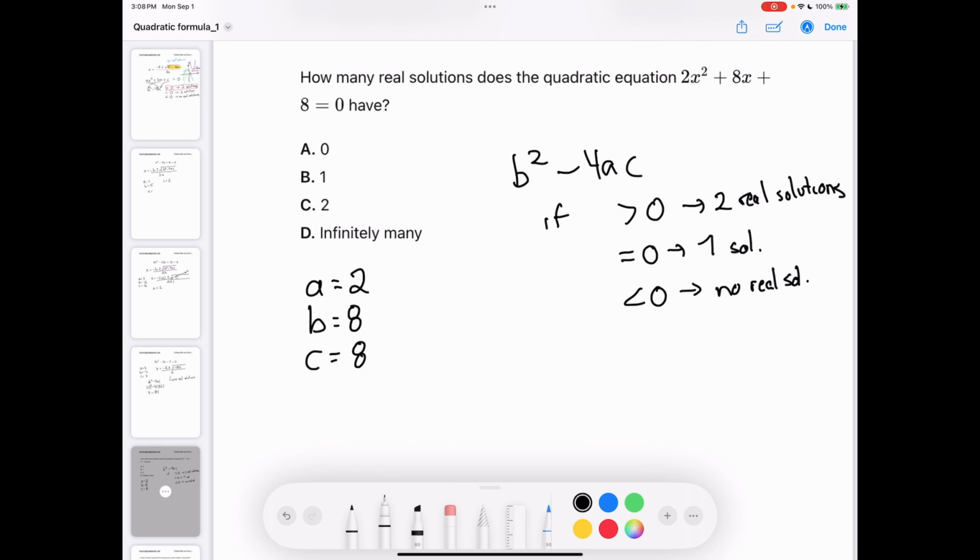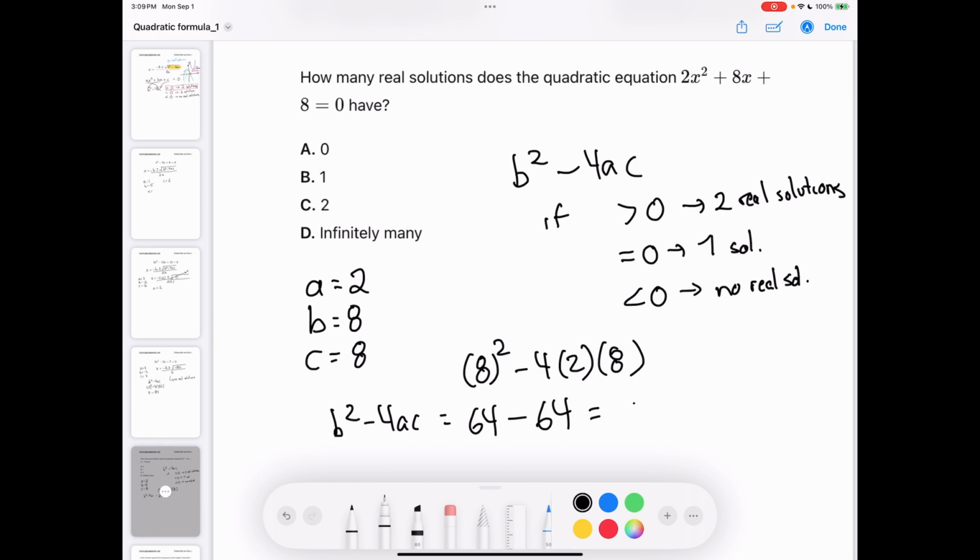Plugging into the discriminant, we have b squared, in this case 8 squared, minus 4 times a, or 2, and times c, which is 8. 8 squared is 64, minus 4 times 2 is 8, and then 8 times 8 is 64. That means that when I evaluate the discriminant, it comes out to 0. So since the discriminant equals 0, the quadratic has exactly 1 real solution. In this case, the answer is 1.